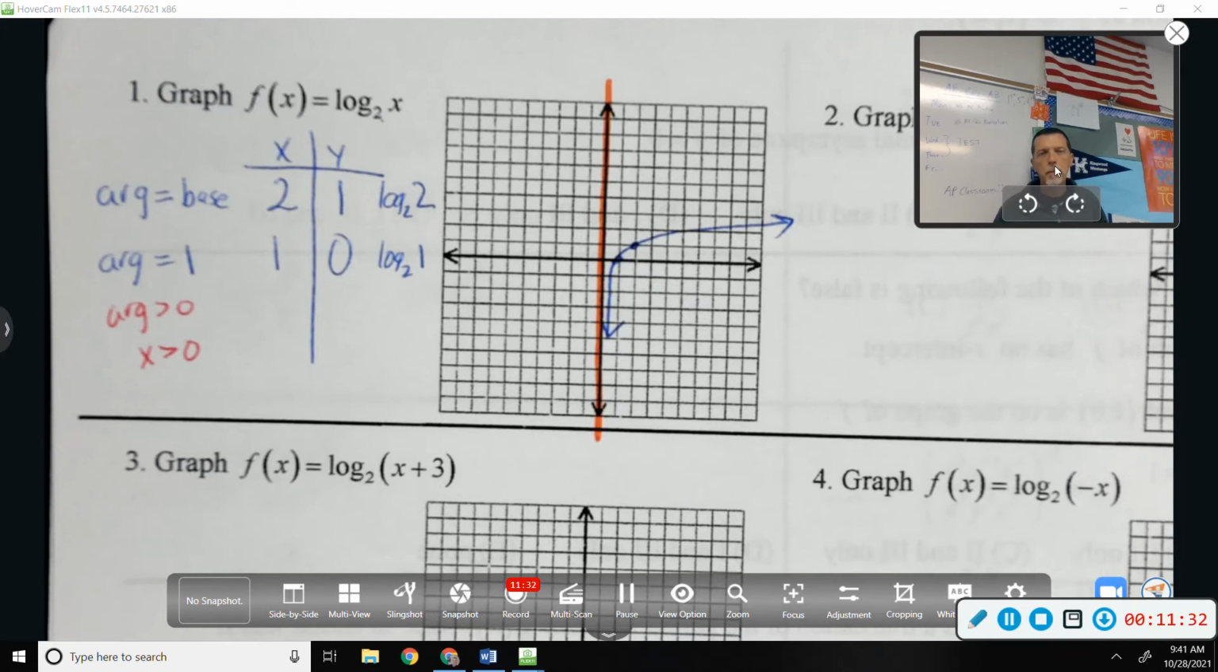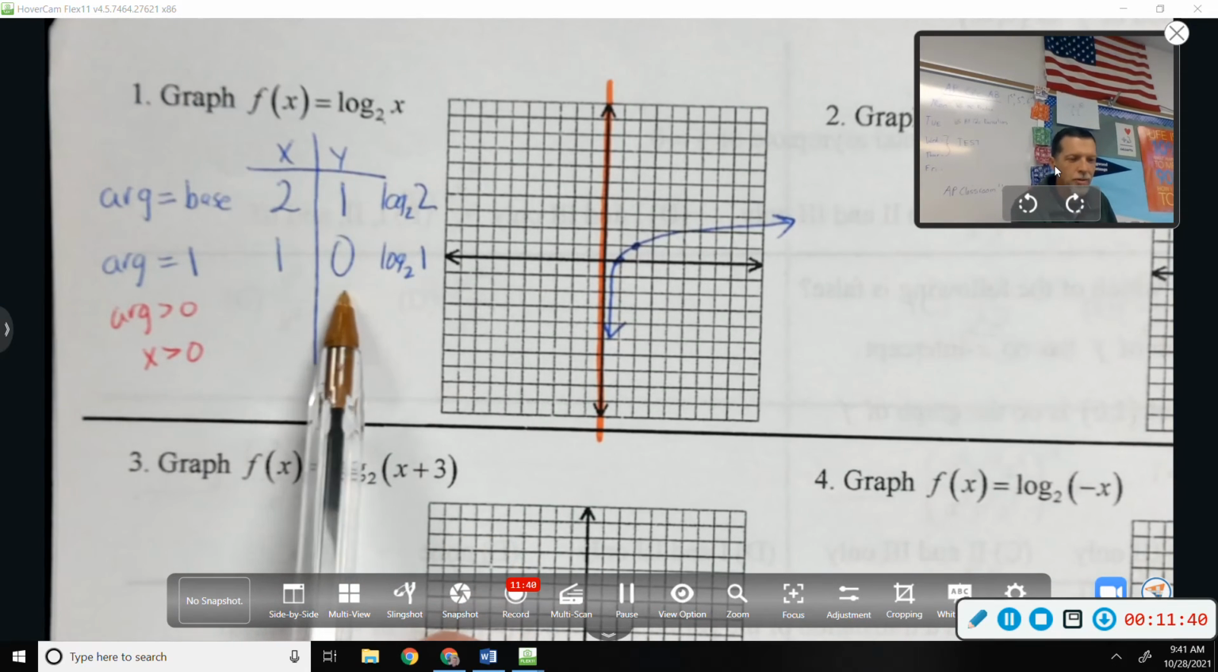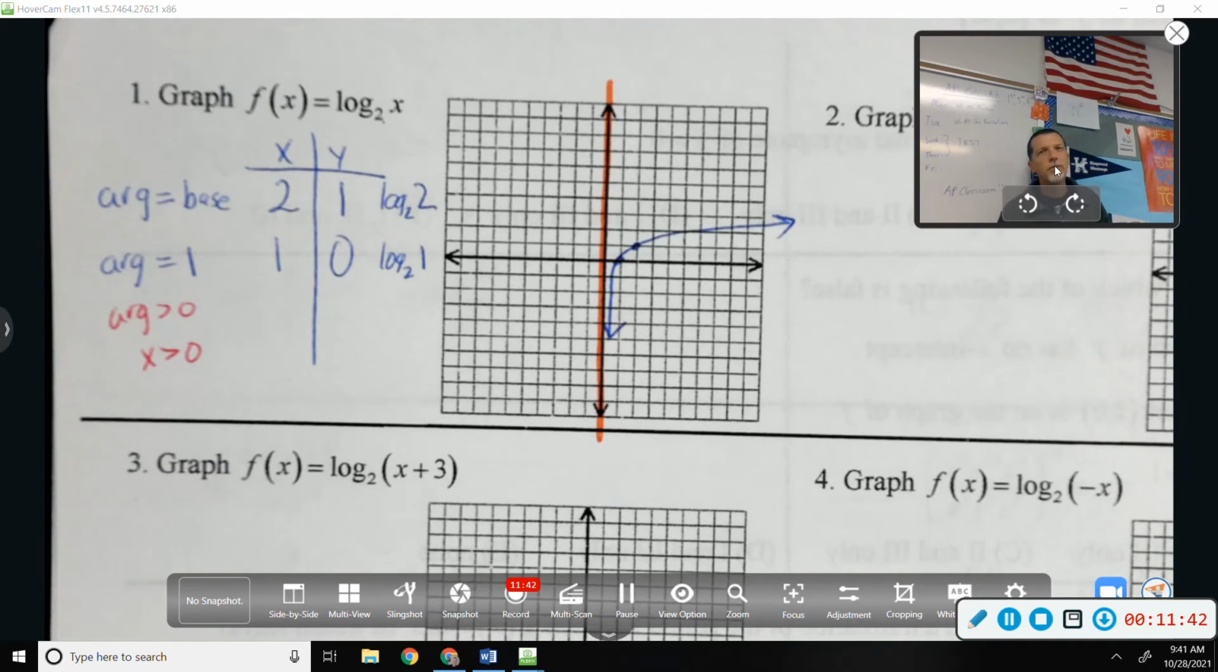And are there ever going to be any stretching or compressing on the test? No. In theory, you know how to do them, right? If there's a 2 out front, you need to multiply these by 2. But no, we won't stretch or compress.